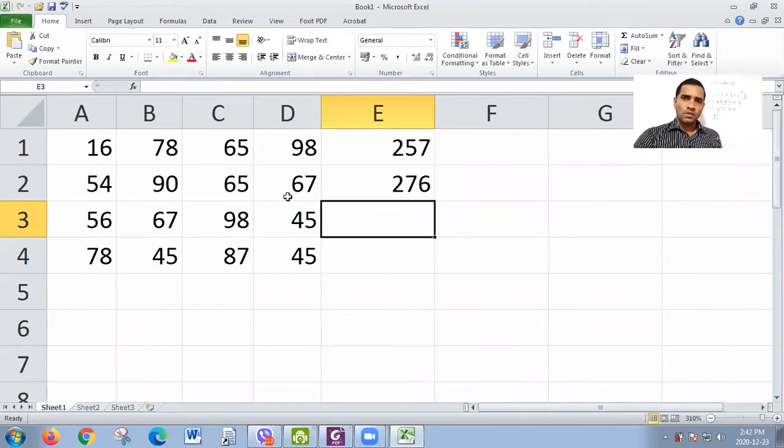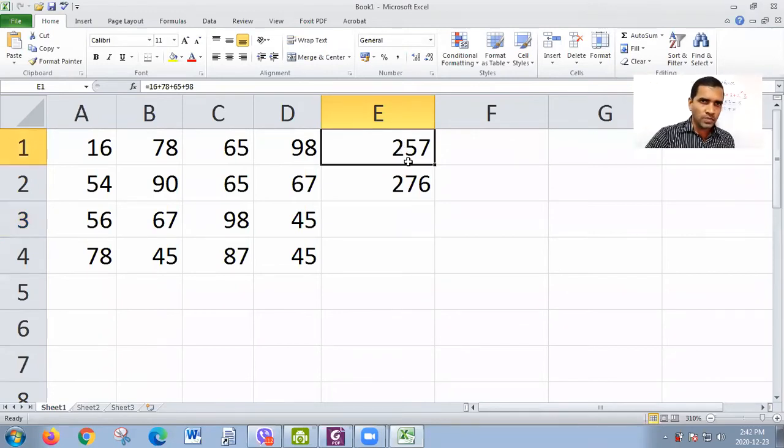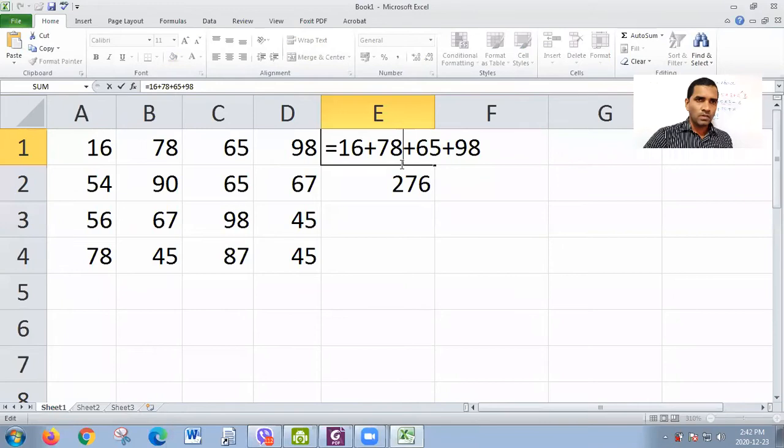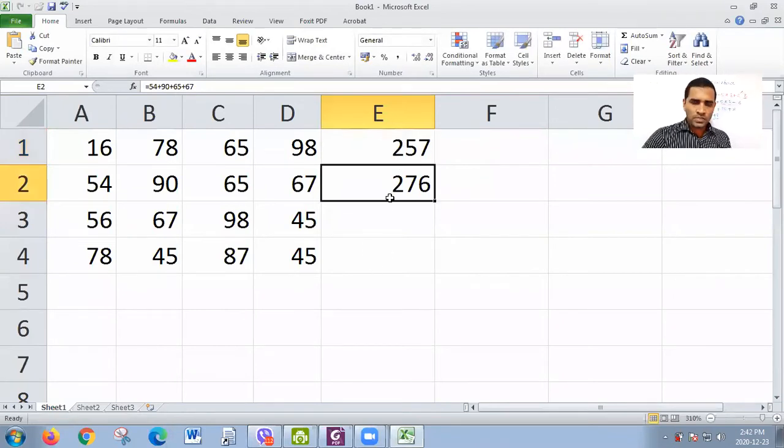Now, as you noticed, for each and every addition, I had to type the formula again and again. Here, I got this 257 after typing this formula. Here, I got this result after typing this formula. You can double click on that particular cell to view the formula. Even that formula can be visible on the formula bar. Have a look at the formula bar. Or double click on that particular cell and see the formula.